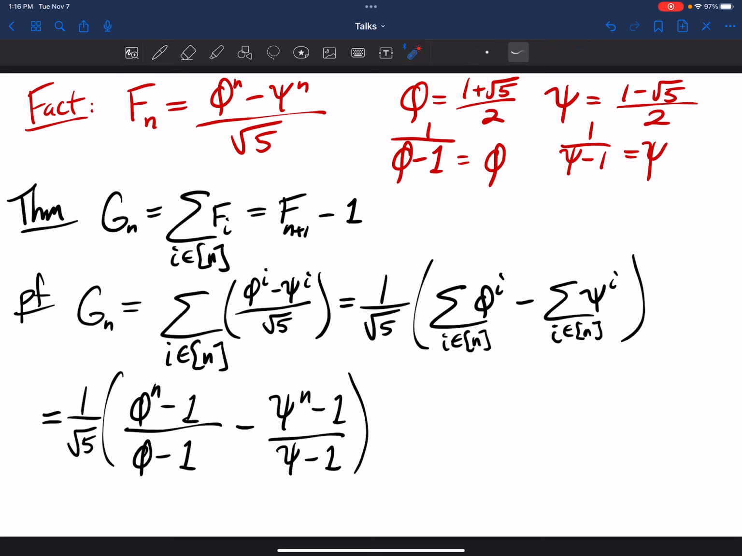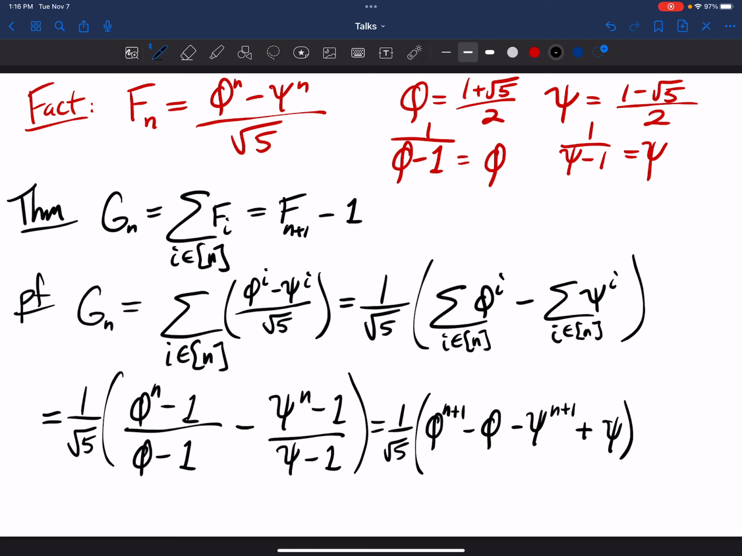Okay, so each of these geometric series gets expanded out like this, and now we can use this fact we pointed out before, which is that 1 over phi minus 1 is just equal to phi. So I can expand this out, and what I'll get is 1 over square root of 5 times, this will be phi to the n plus 1 minus phi, minus psi to the n plus 1 plus psi.